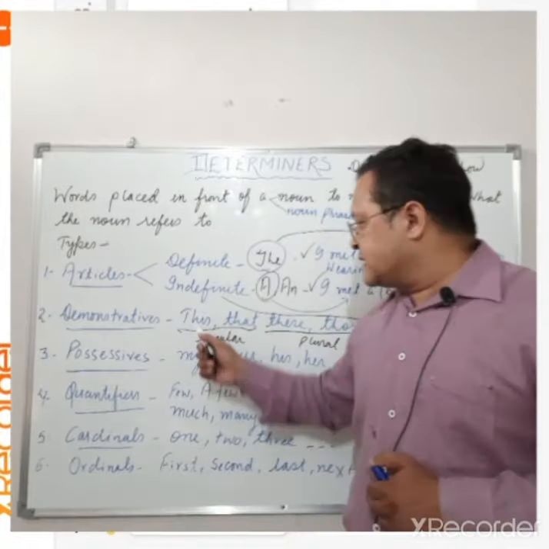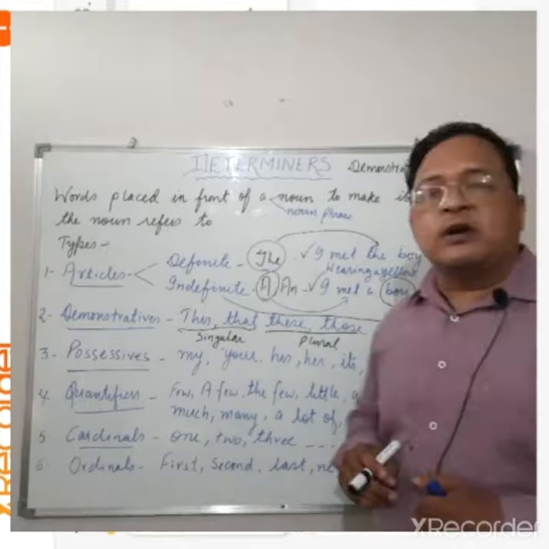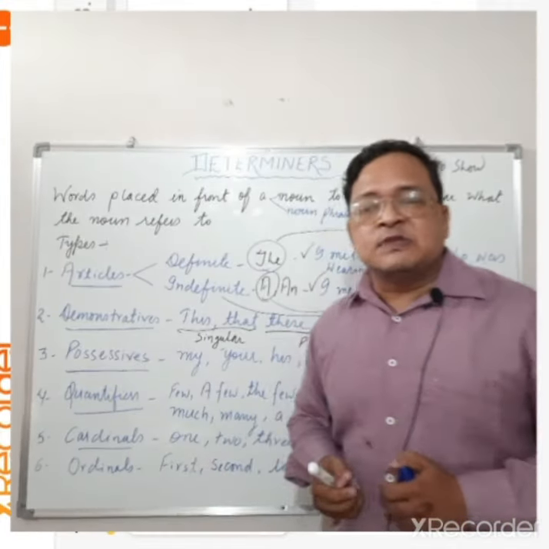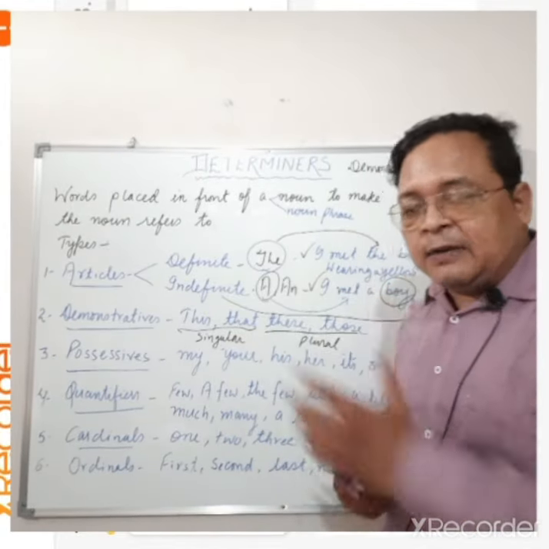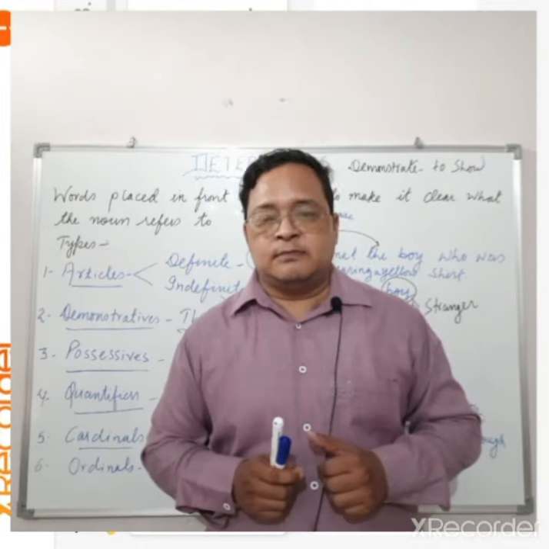Okay children, so this and that are used for singular things, and these and those are used for plural things. The next determiner which comes is possessive. The determiner possessive has come from the word possession.